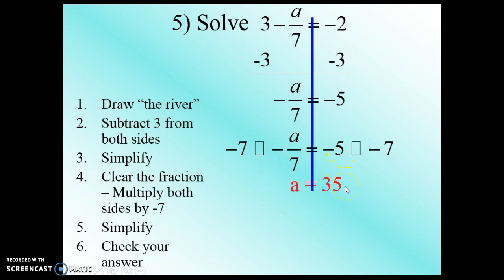But we're not done. Make sure we check our answer. We plug that 35 back into the equation. 35 over 7 is 5. 3 minus 5 gives us negative 2. It works.